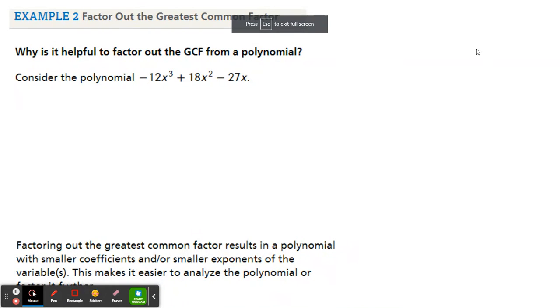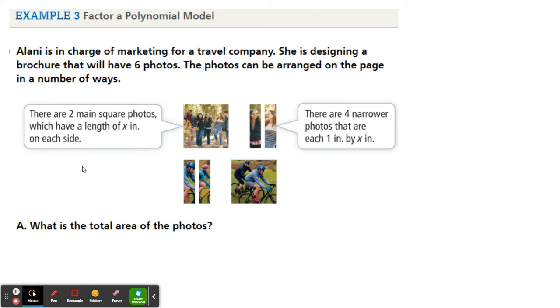Okay, lesson 7 for video 2 here. So let's take a look at the next question. It says, Alani is in charge of marketing for a travel company. She is designing a brochure that will have 6 photos. The photos can be arranged on the page in a number of ways.